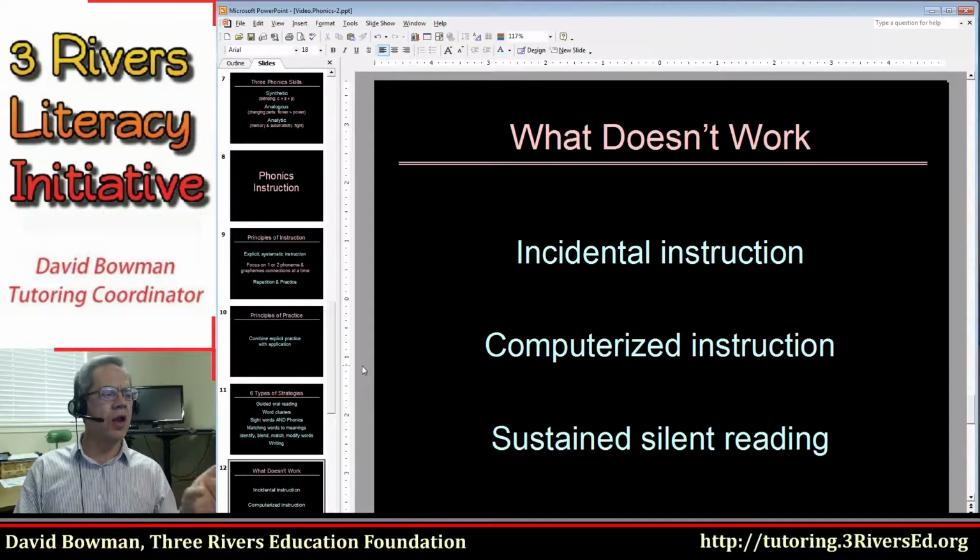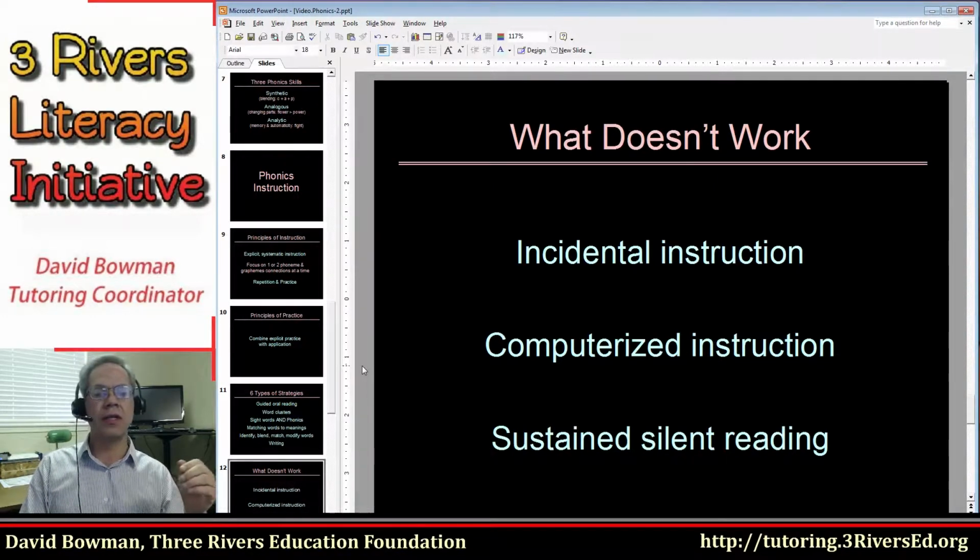Along with that, any type of computerized instruction is not going to be very useful, and for many of the same reasons as well. The fact is, a computer program is simply not going to be able to provide the kinds of guidance and instructional planning and feedback and responsiveness that you can provide as a tutor, as a live person. So those are all out.